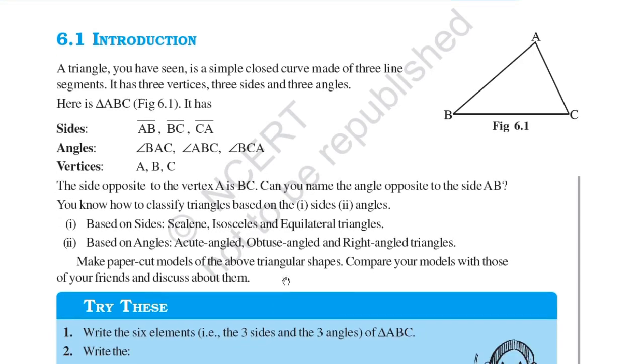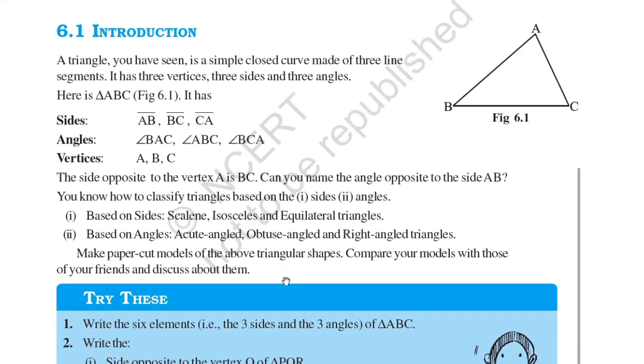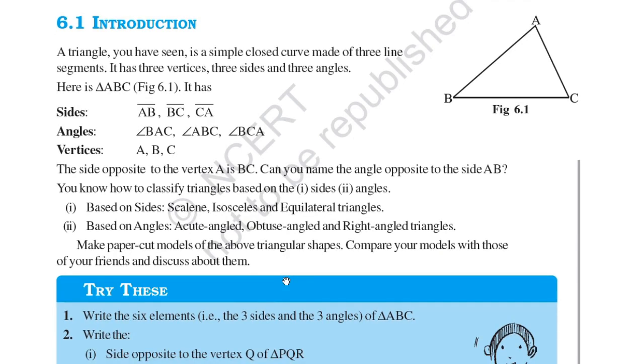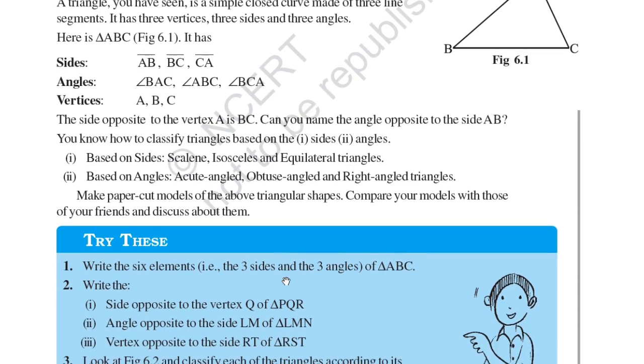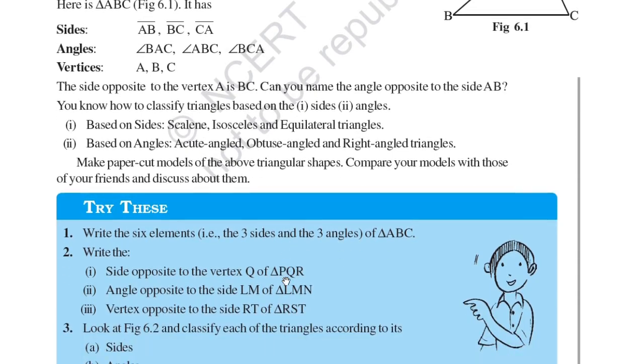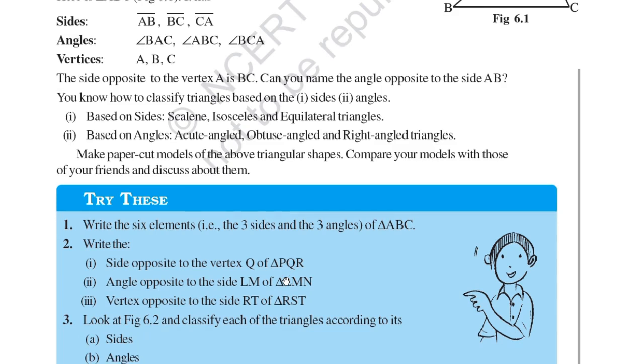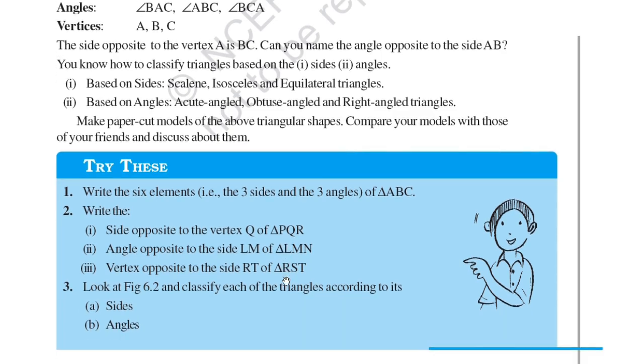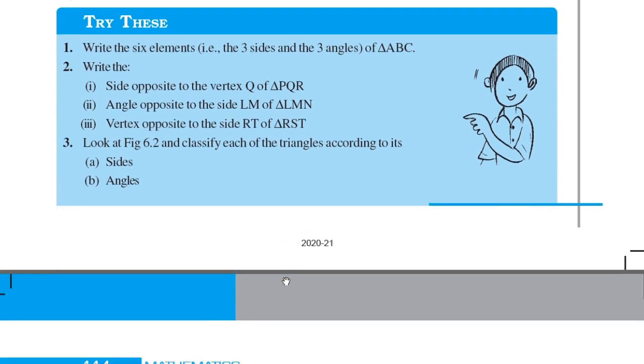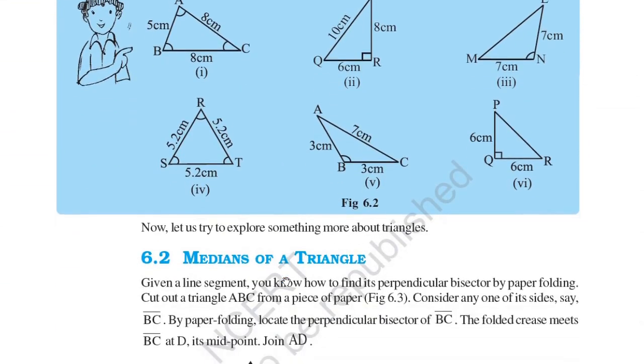Based on sides: scalene, isosceles and equilateral triangles. Based on angles: acute angle, obtuse angle and right angle triangles. Make proper cut models of the above triangle shapes. Compare your model with those of your friends and discuss them. So there is a try this section. You can see that it's very easy.